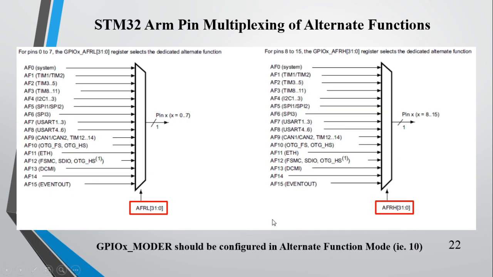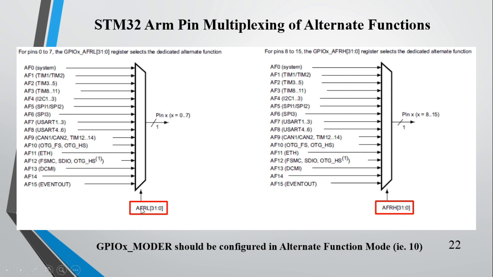This is a diagram showing the alternate functionality provided for each pin. Each pin of all the ports can have a maximum of 15 alternate functionalities. There are two registers used for configuring the alternate functionalities. They are known as AFRL and AFRH, that is, alternate functionality register low and alternate functionality register high. The alternate functionality register low is a 32-bit register.